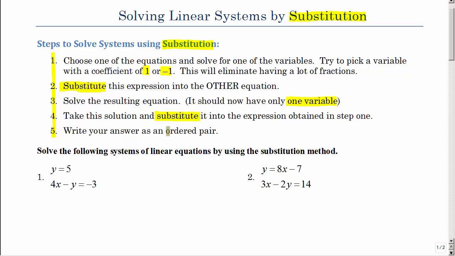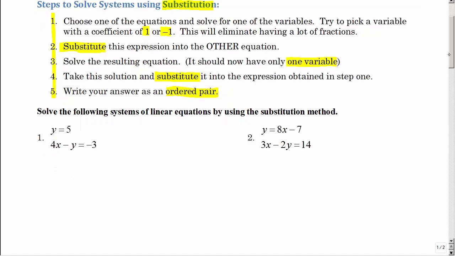And then our answer, remember, is an ordered pair. Remember that it's still two lines. Remember, if we were to graph them, they would intersect in 1 point possibly. So let's follow these steps. And we're going to start out really easy. We're going to solve by the substitution method.